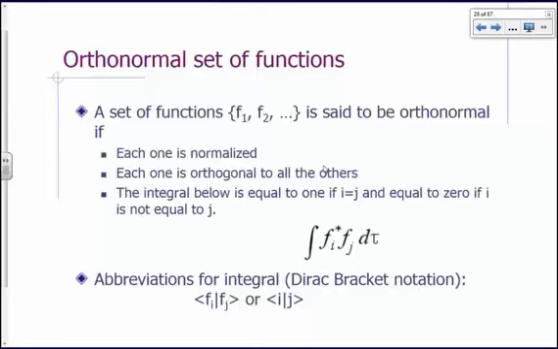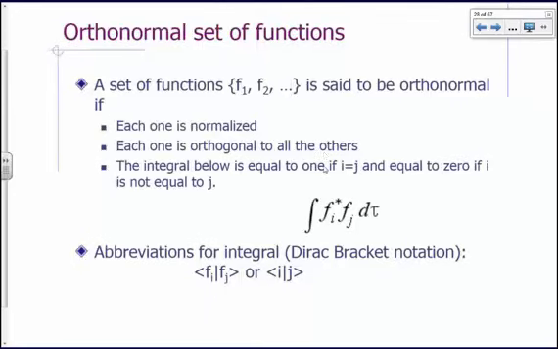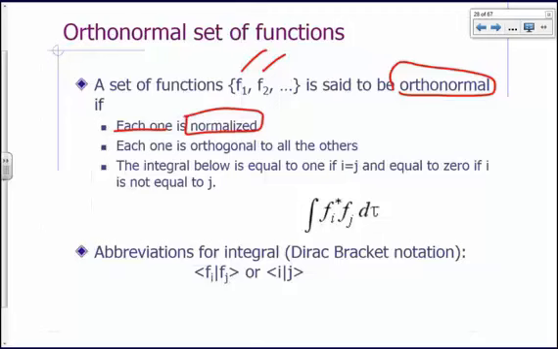Let's talk about an orthonormal set of functions. Let's say you have a set of functions, f1, f2, f3, and so on. We say it's an orthonormal set if each function is normalized. What does it mean when each function is normalized? If I were to ask you, what is the integral of f1 star f1 d tau if f1 is normalized? Equal to 1. That's what it means.